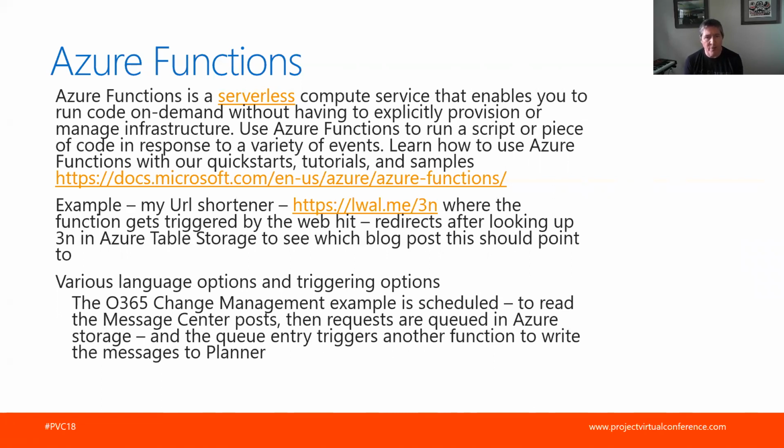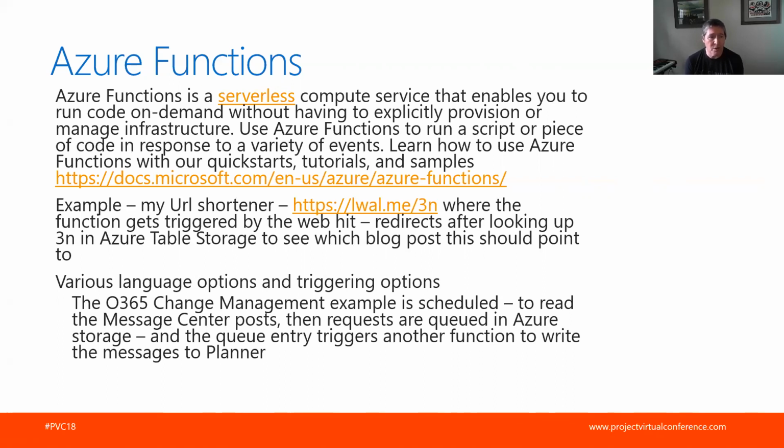You can set it up for other triggers, and we'll see I've actually got a couple of functions. The first one runs on a timer. It writes into a queue, and then that queue triggers the next piece of code to run. So we'll see that happening as well. There are some good quick start tutorials and samples out there. My particular examples are all using PowerShell, but you can write in .NET languages. You can write in Python. There are a number of different things you can use functions for.